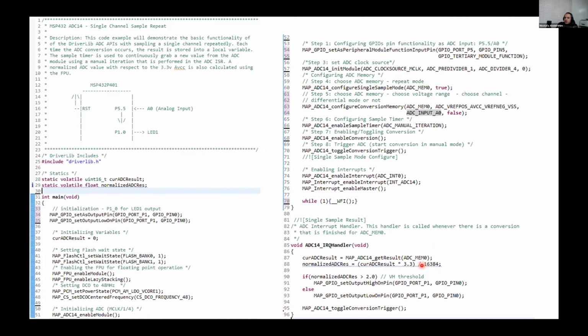If you need more information about this, I can explain what's meant by translation. Then, if the input is higher than V high, you remember, guys, the first slide, this microcontroller considers any voltage higher than 2 as high, less than 0.8 is low. Then you light on the LED, light off the LED. And since we are on the manual mode, if you want more conversions, then you need to trigger the conversion again. If you choose automatic iteration here, then you don't need that line.